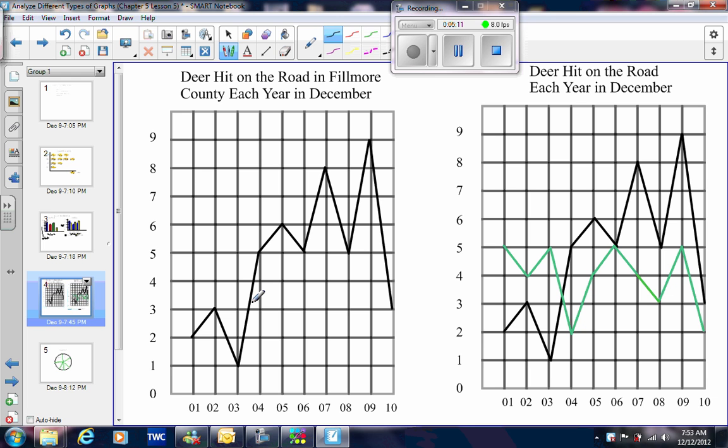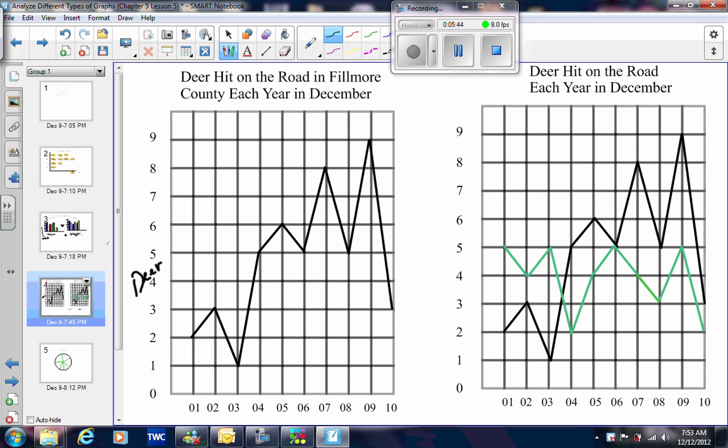All right. Again, over here we've got 0 all the way through 9, and that's our scale. We're counting by 1. But for labeling the axis, we'd say deer. Okay, so if I have this one, for instance, this stands for 3 deer that were hit with cars in the month of December in Fillmore County. So that's the information that you're interested in. That's what those numbers stand for.